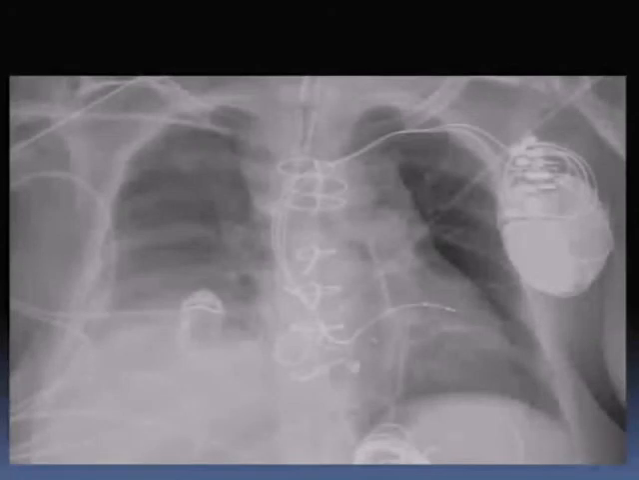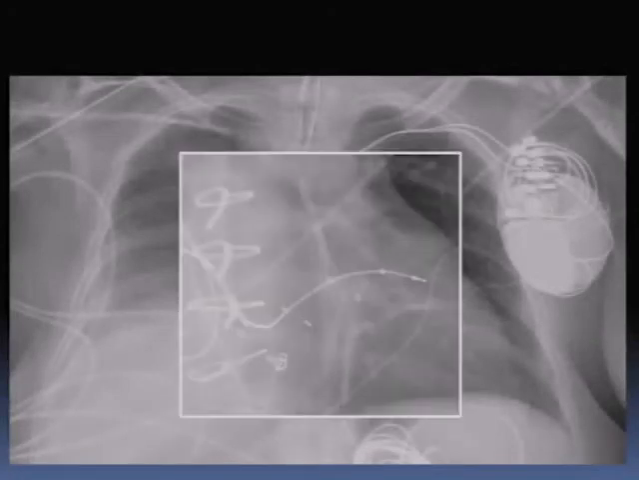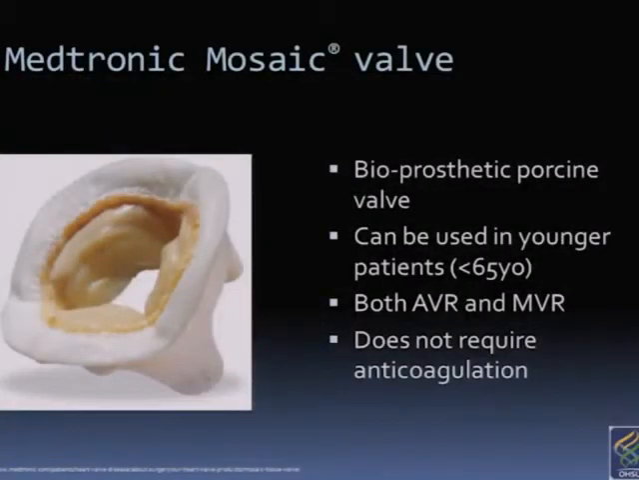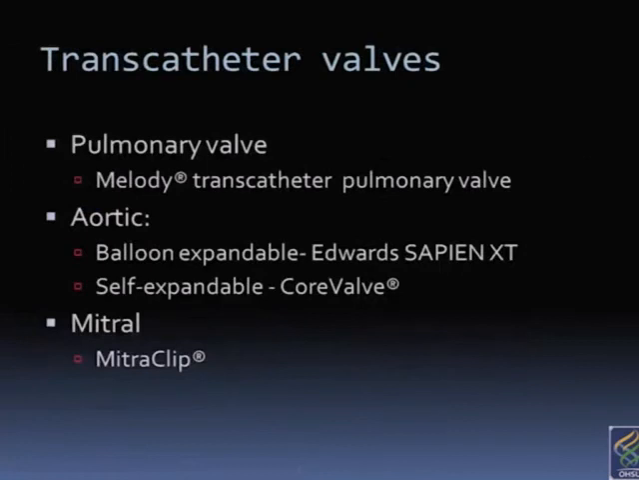This is a different bioprosthetic tissue valve, and all it has as a footprint are 3 radio-opaque rings which are placed at the tip of the cusps. This is the Medtronic Mosaic valve, and it can be used in younger patients, both in the AVR and MVR position. It does not require anticoagulation, which brings me to the more modern valves.